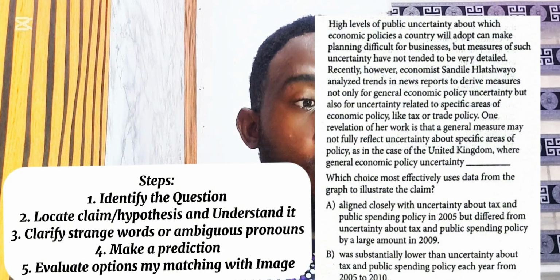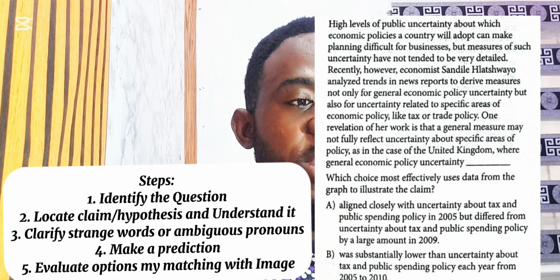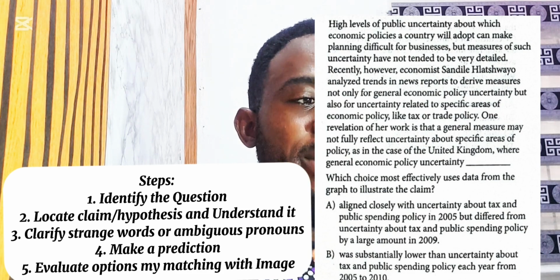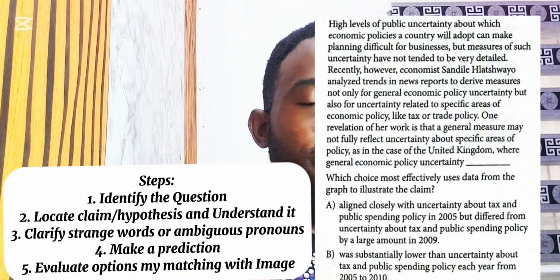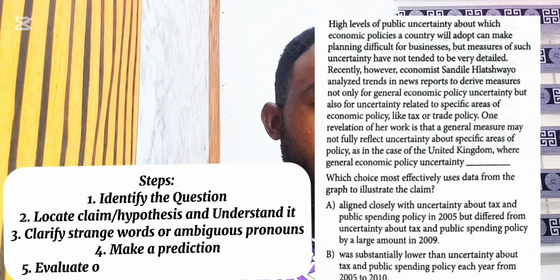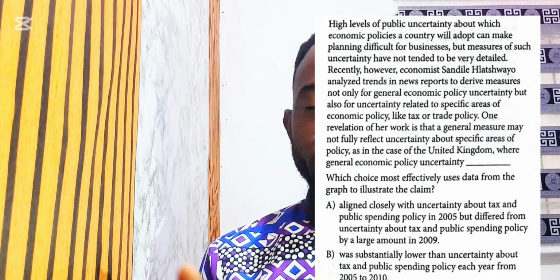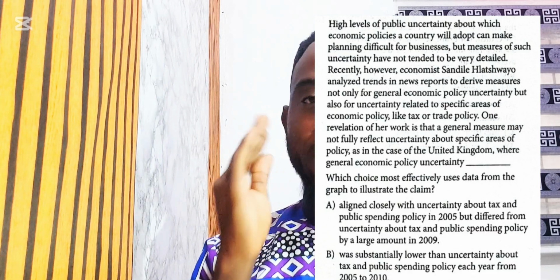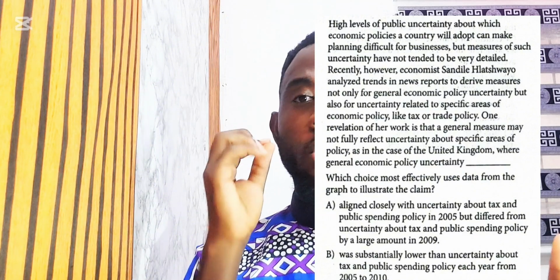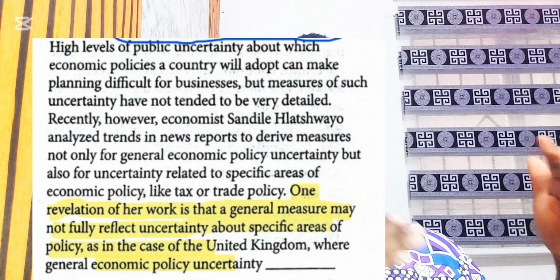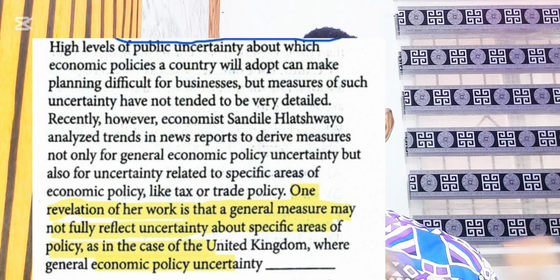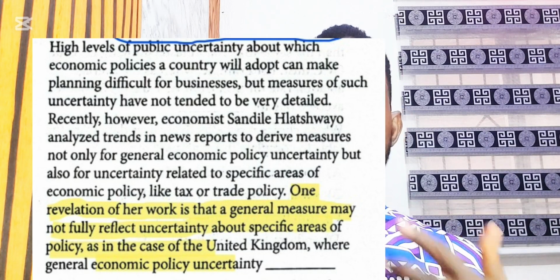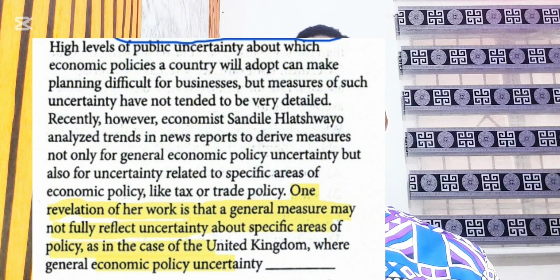One revelation of her work is that a general measure may not fully reflect uncertainty about specific areas of policy, obvious as in the case of the United Kingdom, where general economic policy uncertainty dash. So obviously we're looking for anything that says general economic policy is quite different, whether it is way larger or way lower than other areas. So I've come down to the third tip without even knowing it, which is of course predicting what my answer should look like.